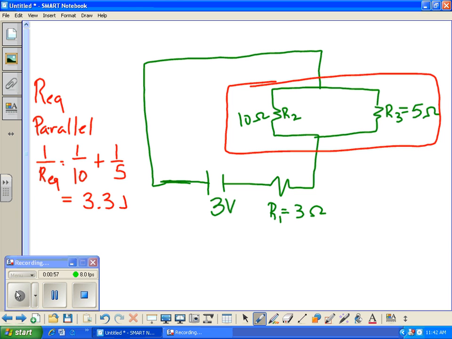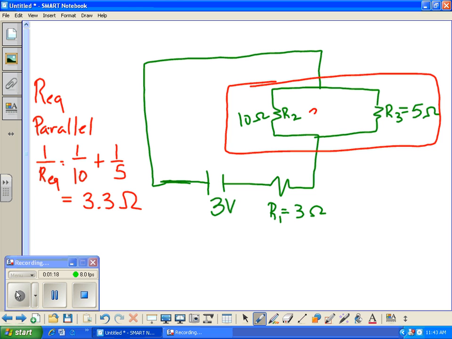3.3 ohms. This means that I could take that parallel part and collapse it down and replace it with a 3.3 ohm resistor in series. It would be the same as taking that whole part that I put a red box around and replacing it with a 3.3 ohm resistor in series.